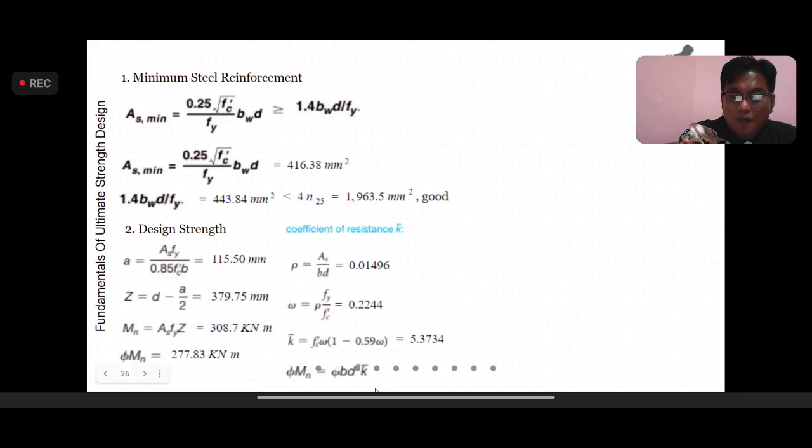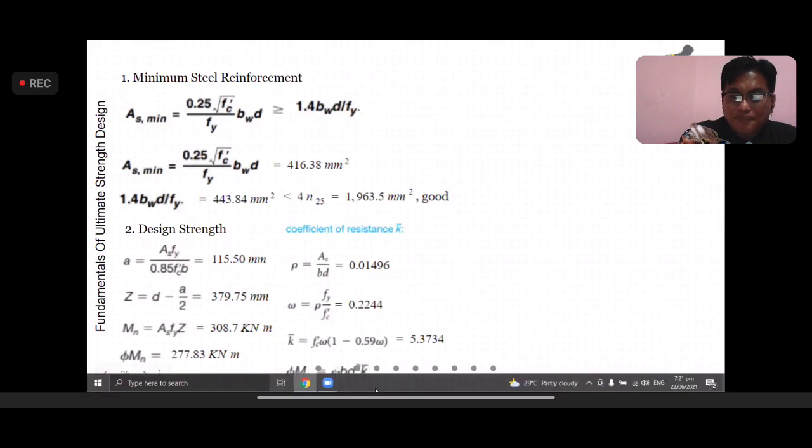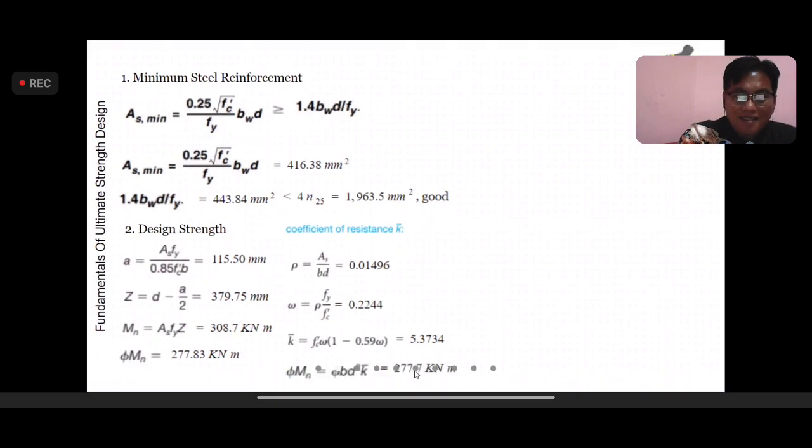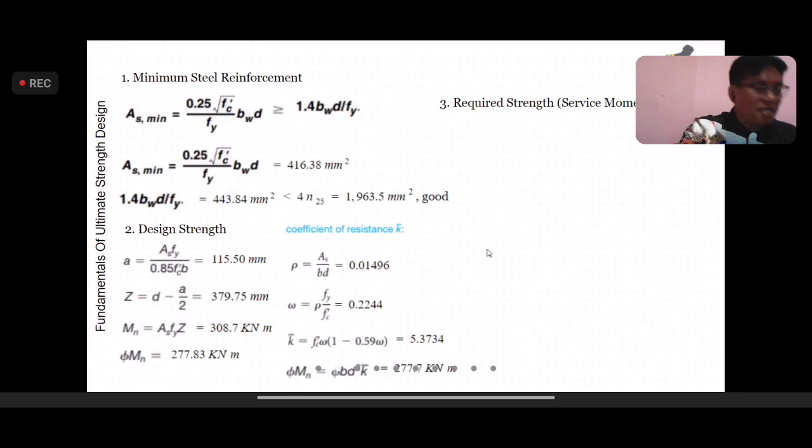R b d squared, so phi R b d squared, and 0.9. This is equal to 277.7. Parehas na rin, may konting differential lang. Pero kung ayaw mong gamitin ito, gamitin mo to as the maximum. Pwede naman. Design capacity. What is the required strength or the service moment?